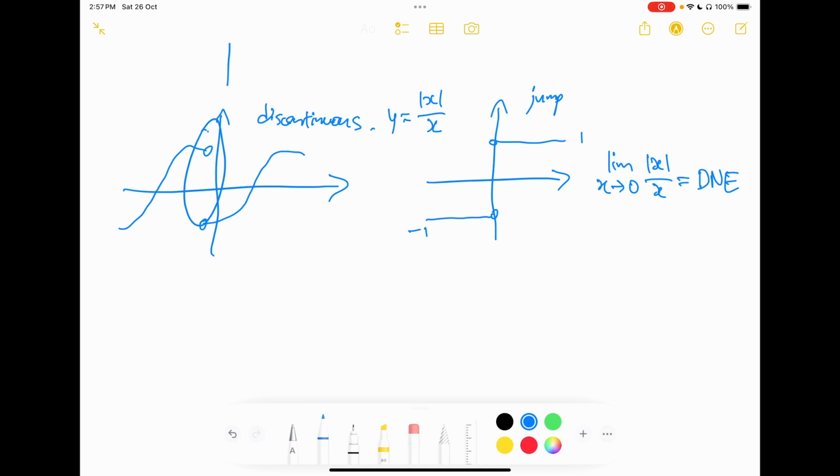Another example would be the infinite discontinuity. So remember, for example, how I was talking about y equals 1 over x squared, and it looks like this.